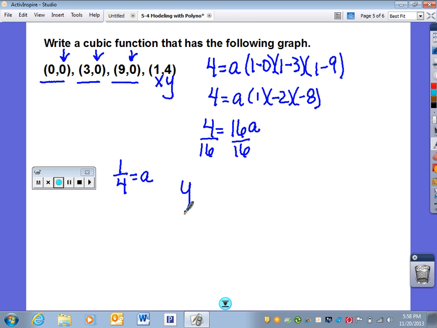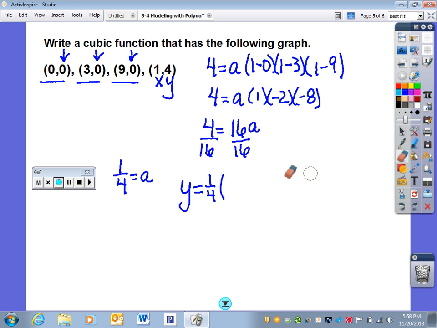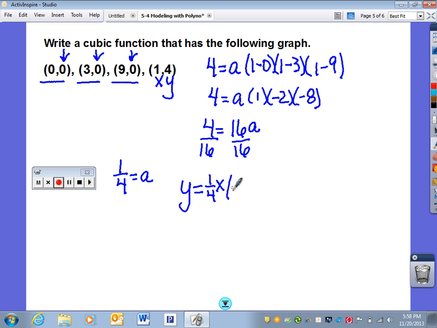So when we write the equation of this cubic function, we have y is equal to 1/4, our leading coefficient, with factors of x minus 0. So we really don't have to write the parentheses there, because x minus 0 we know would be x. So we have 1/4 x times our second factor, which is x minus 3, and times our third factor, which is x minus 9. And again, if we wish to write that in standard form, we could simply FOIL the x minus 3, x minus 9, and then multiply all of that by 1/4 x to get our cubic function in standard form.